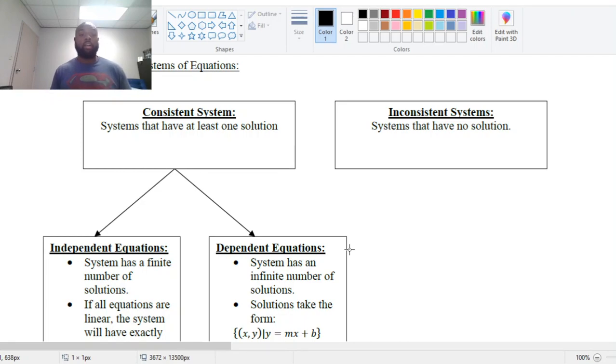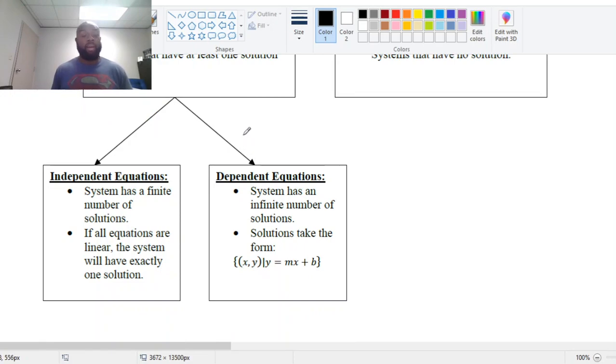Two big overarching ways to classify these systems are as either a consistent system or an inconsistent system. We've looked at inconsistent equations before, and we said that an equation is inconsistent if it did not have a solution. The same thing applies for a system of equations. If they don't have any solutions, then we call the system inconsistent. If the system has at least one solution, then we call it a consistent system. And then we can further classify that into two categories by classifying the equations as either independent or dependent.